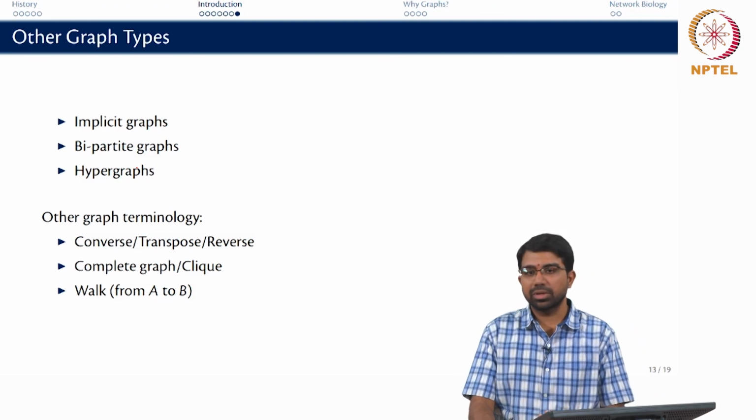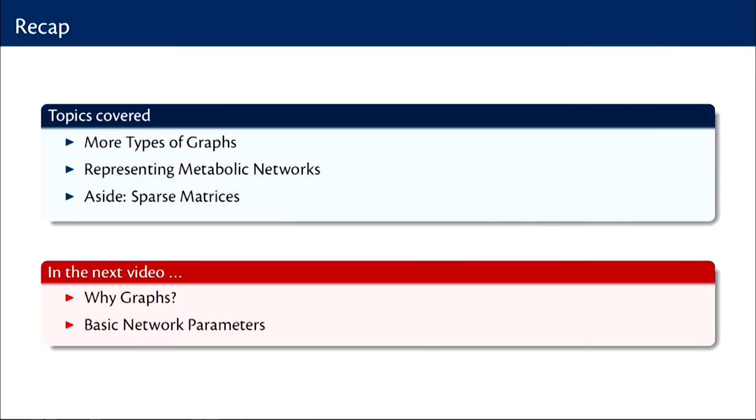I think I will stop here for today. Today we looked at a few more types of graphs, how one represents metabolic networks, and the advantages and disadvantages, or the kind of interpretations one can make, with different types of metabolic network representations. We also overviewed some concepts of sparse matrix algebra and storing sparse matrices on a computer. In the next video we will look at some more motivation for why we use graphs and the fundamentals of network biology, beginning with various types of network parameters.